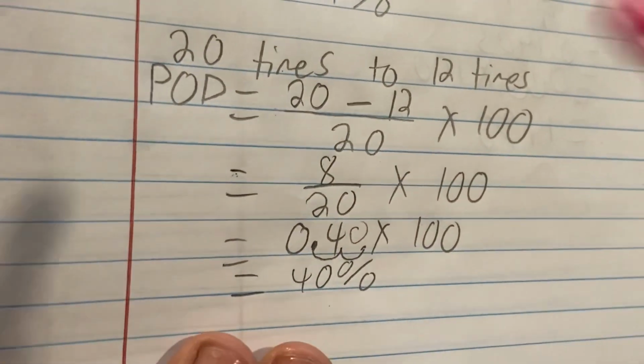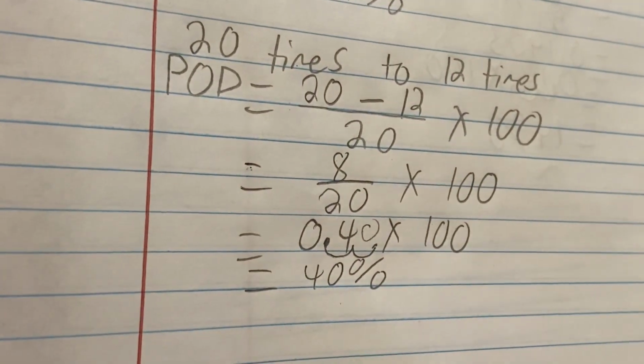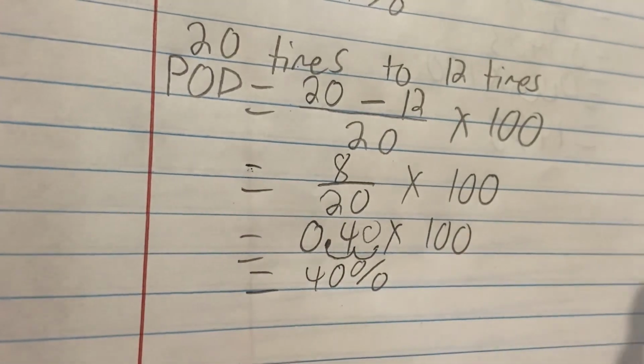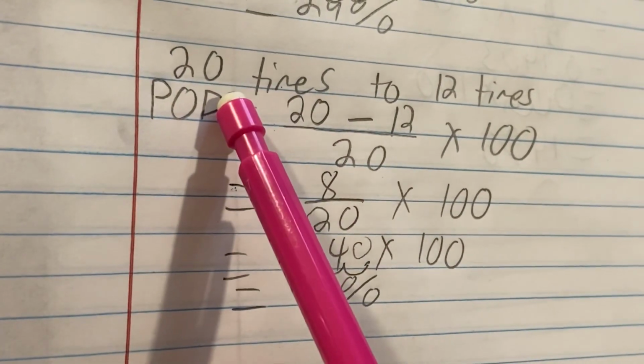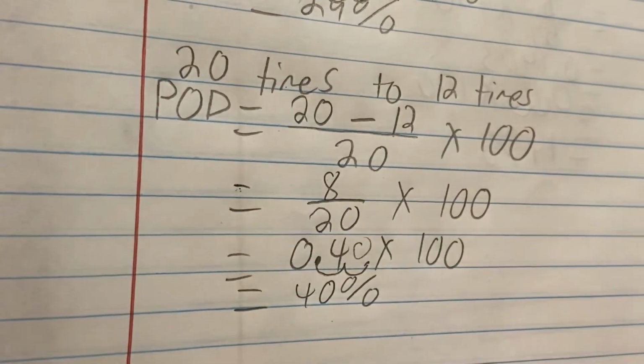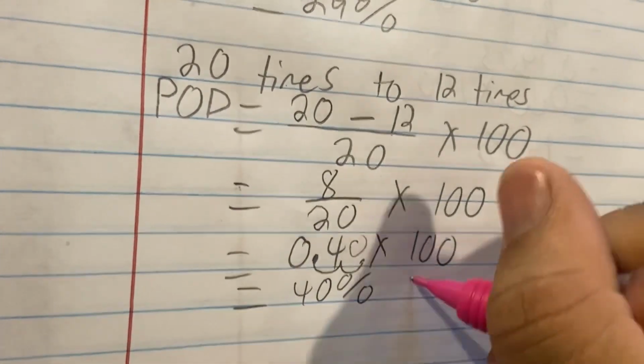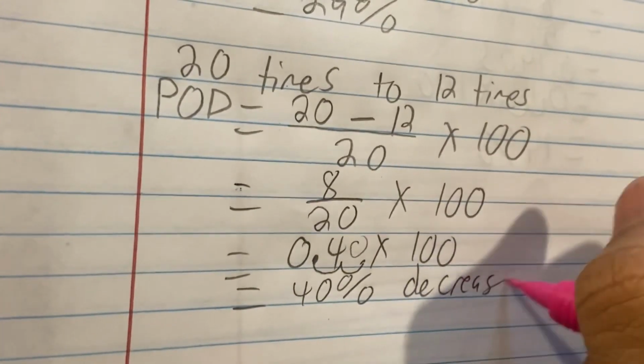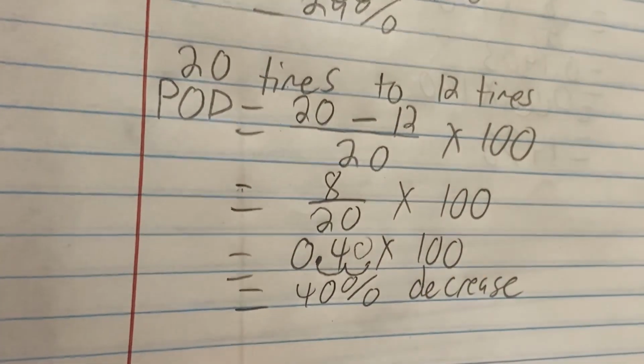So even though we had a cold all week, yesterday we sneezed 20 times, and now today we sneezed 12 times. So therefore, we had a 40% decrease in the amount of times that we sneezed from yesterday to today.